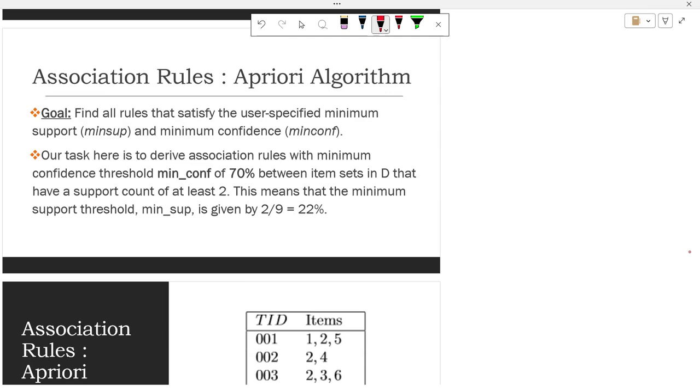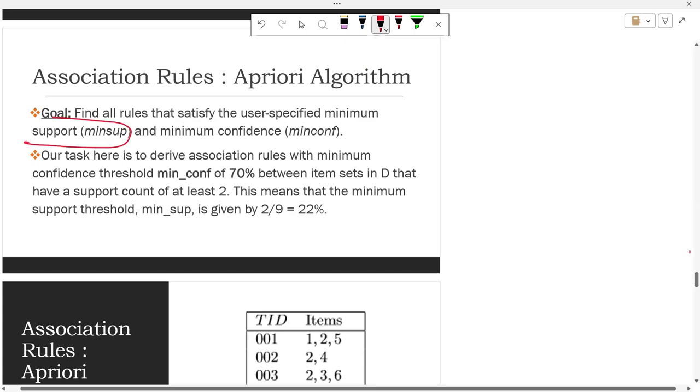So in the question, they are giving you two values. They are giving you the support, and they are giving you the confidence. So the minimum support threshold value is this value, and the minimum confidence value is this value. By using these two values, you need to find a set of association rules.